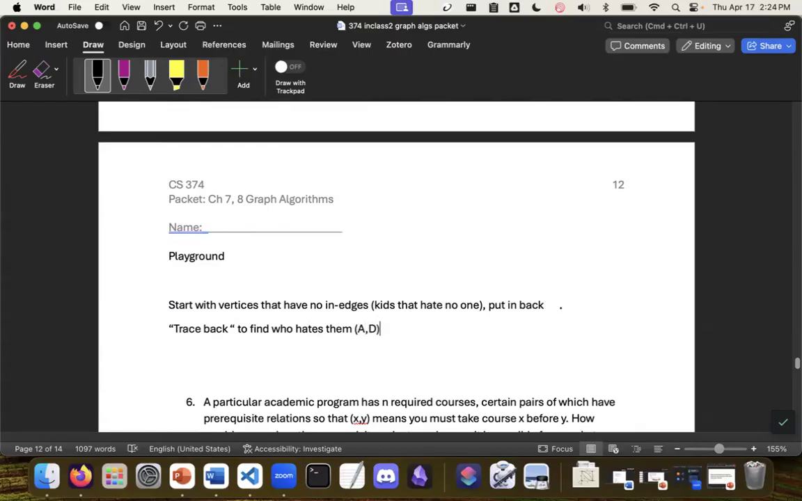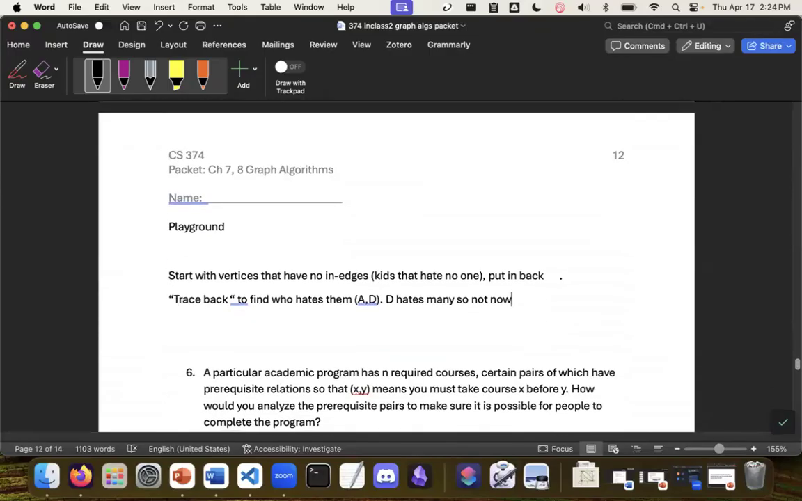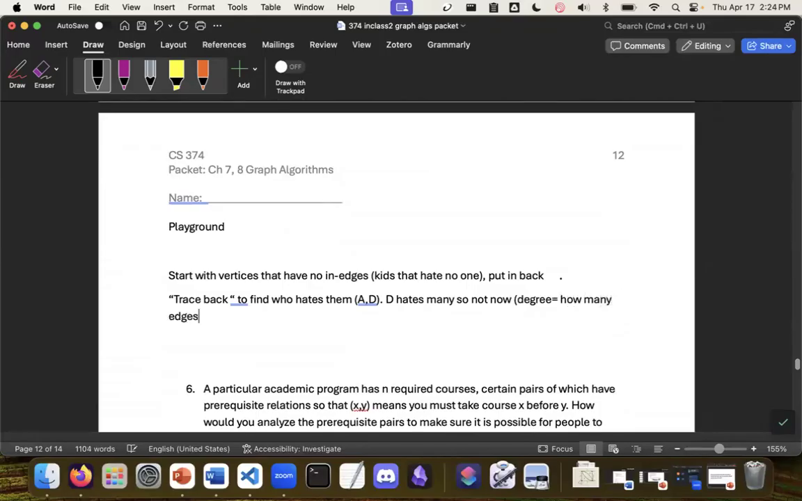A, D. And so you said D hates a lot of people, so don't choose them yet. In graph theory, we have a term for this. The number of edges associated with a vertex is called the degree. And so, how many edges that vertex has?